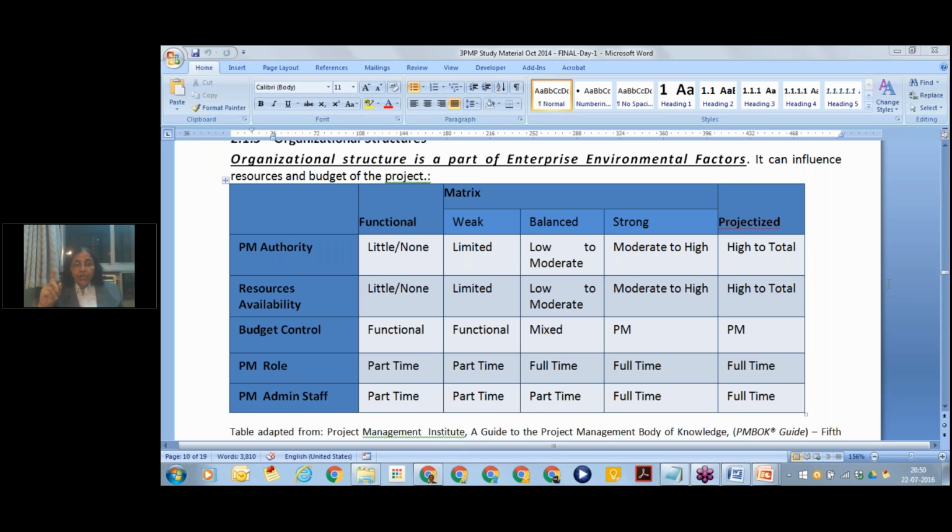You can get a question on functional, matrix and projectized. You won't get a question on whether it's a weak matrix or a strong matrix or a balanced matrix. So don't worry about that. Just for your interest, I have told you what the difference is. I want you to spend half a minute reading this chart and letting me know if you have any doubts. Otherwise, I am skipping to the next topic.